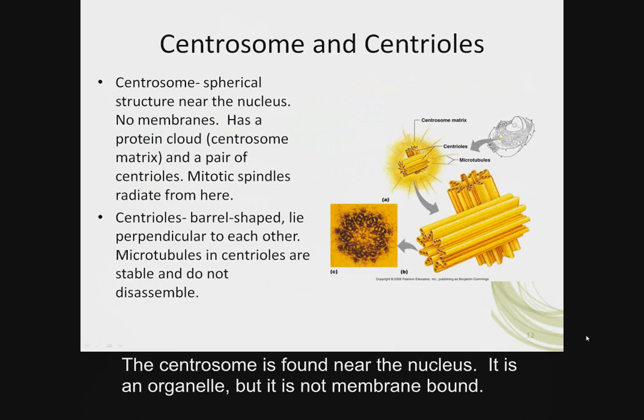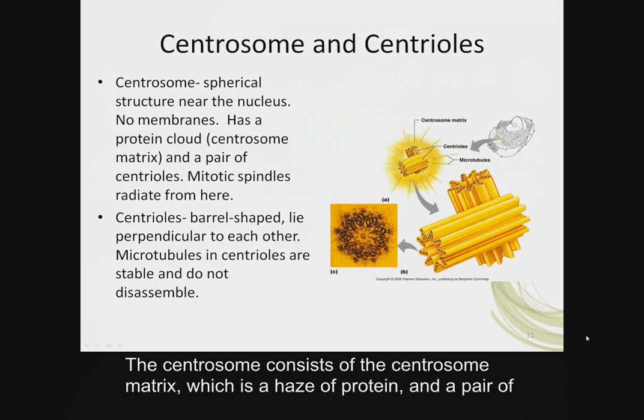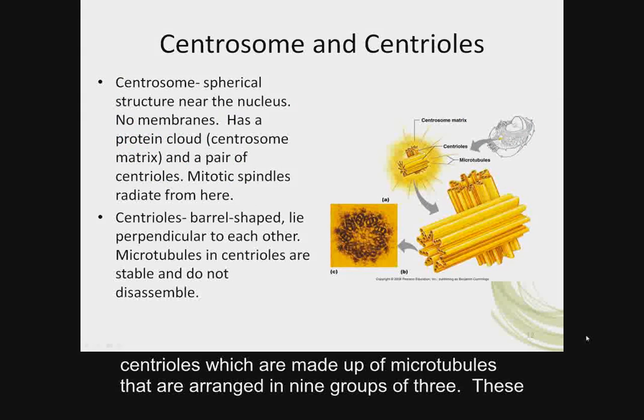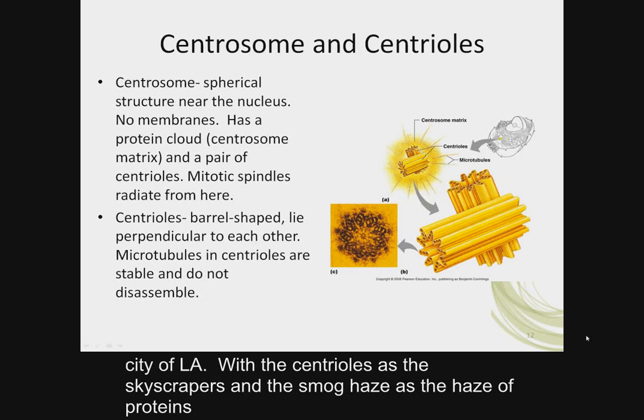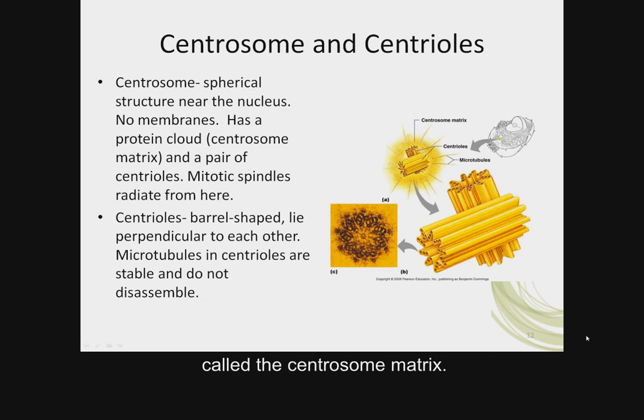The centrosome is found near the nucleus. It is an organelle, but it is not membrane-bound. The centrosome consists of the centrosome matrix, which is a haze of protein, and a pair of centrioles, which are made up of microtubules that are arranged in 9 groups of 3. These microtubules do not disassemble and are very stable. I like to think of the centrosome as the city of LA, with the centrioles as the skyscrapers, and the smog haze as the haze of proteins called the centrosome matrix.